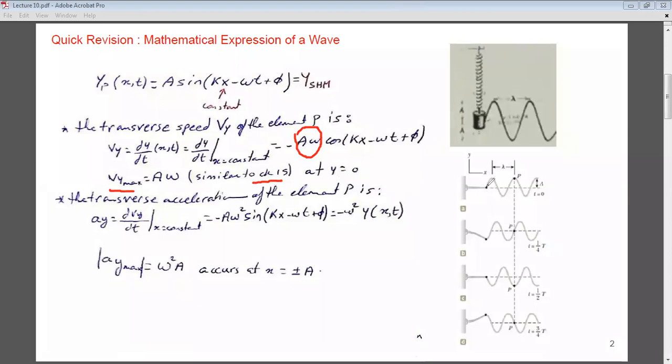It happens at y equal to 0. So it happens at the very beginning, and every time y is equal to 0. So it happens here, it happens here. Every time y is equal to 0, we have Vy equal to a omega.